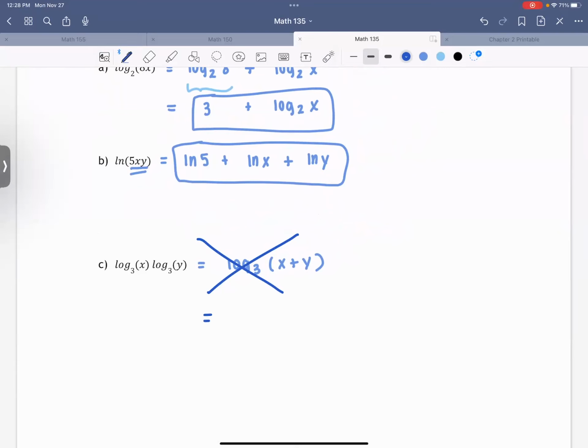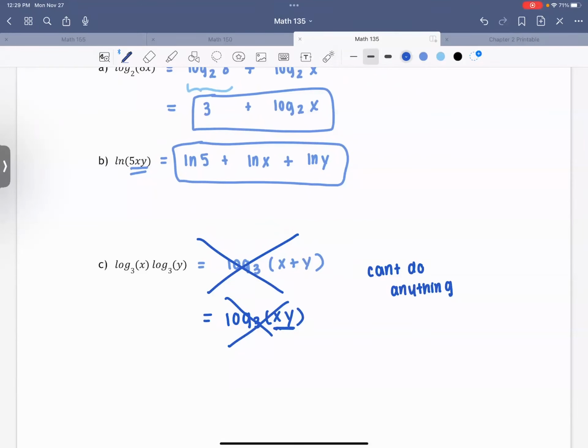No. So even saying this, log base 3 of xy, this isn't the same either, because this means to split it up into addition on the outside, right? So those two things aren't the same either. This is actually something that can't be expanded or simplified. You can't do anything here, okay?